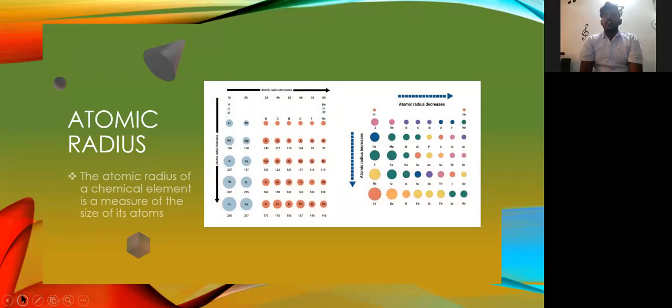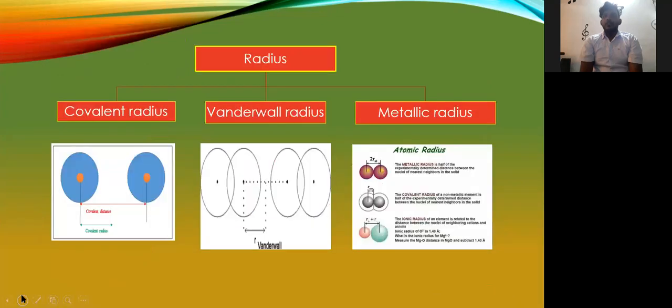Thank you. Atomic radius is a measure of the size of an atom. Mainly, there are four types of radius. They are covalent radius, van der Waals radius, metallic radius, and ionic radius.